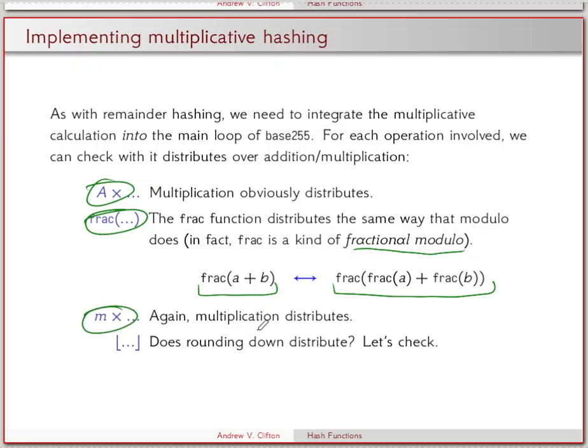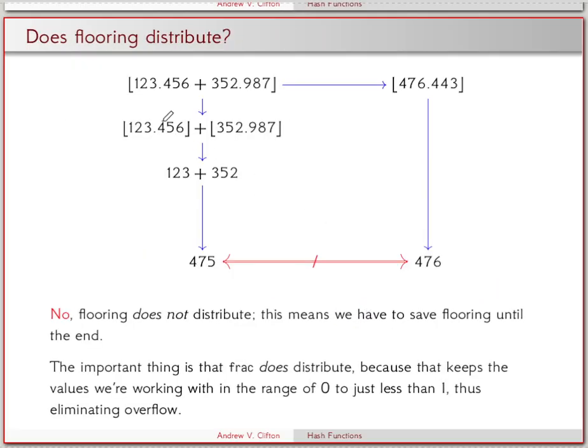Multiplying by m, that's just multiplication, that distributes. The last one is, does the rounding down distribute? Can we move that inside of a sum? Well, let's check. Let's say we do 123.456 plus 352.987. Again, we can do it two ways. If I add those two numbers up, I get 476.443, and then when we round that down, we get 476.